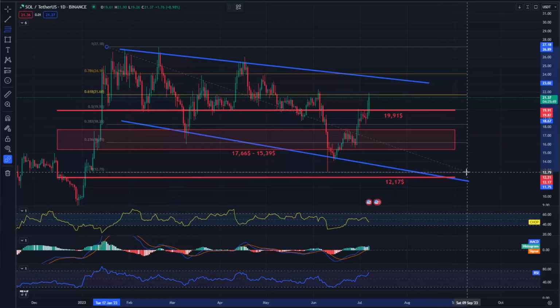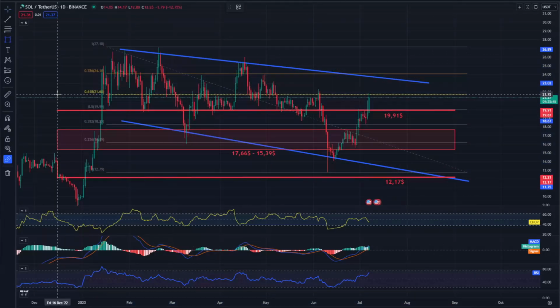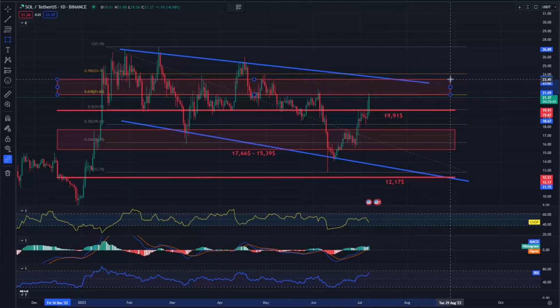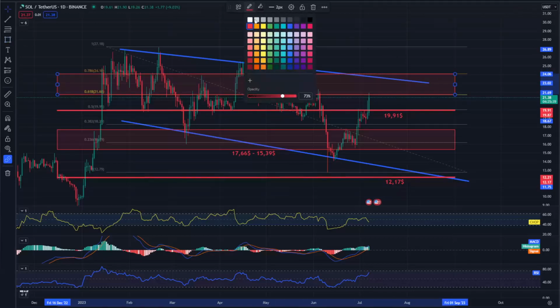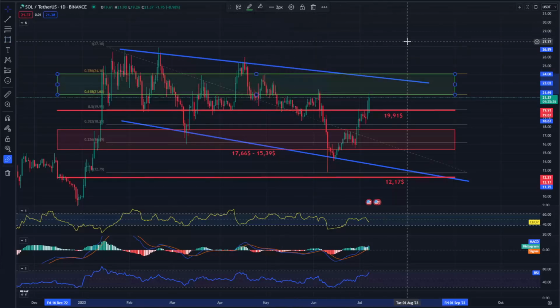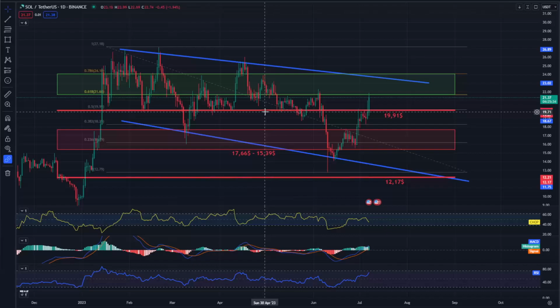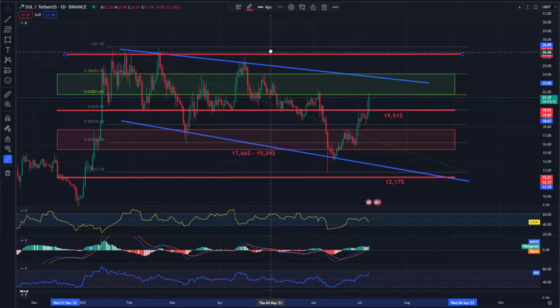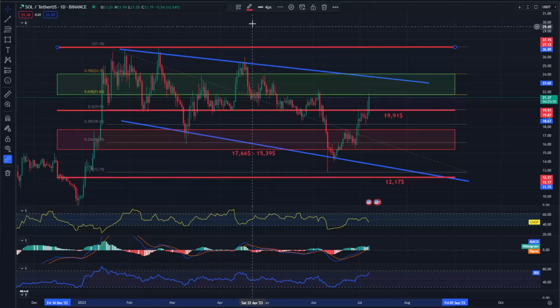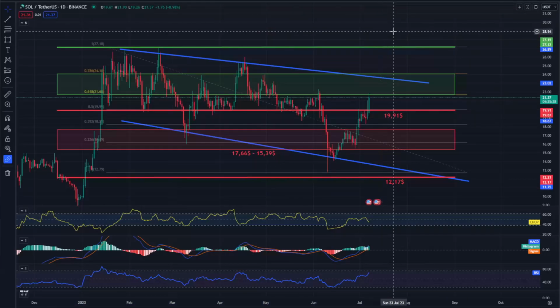Looking the other way, we see that the price has reached an important resistance zone from $21.69 to $24.06, which so far has no strength to break. However, if it manages to break above the resistance zone, the next resistance will appear at the price of $27.15.